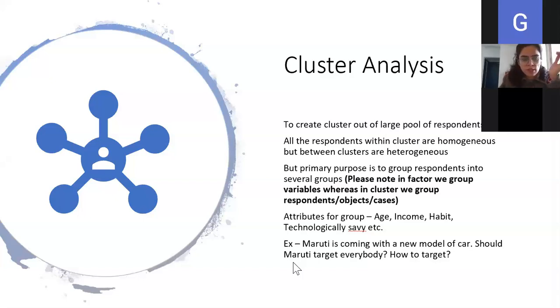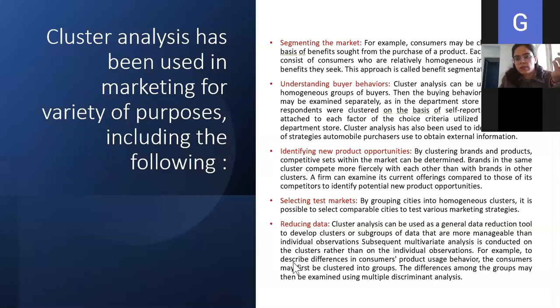Okay, so cluster analysis can be used for various purposes. First is segmenting the market.